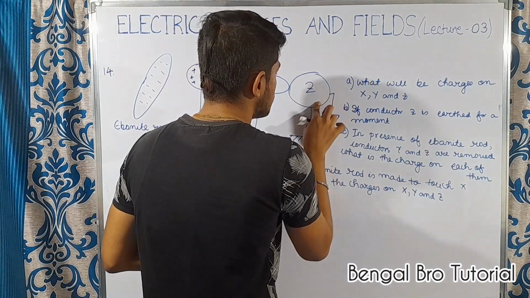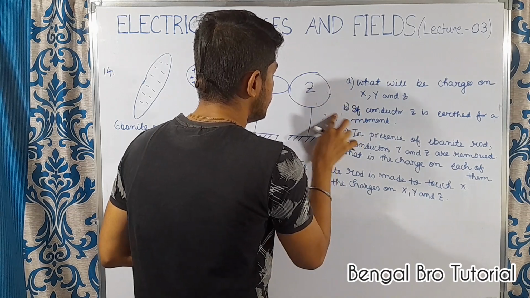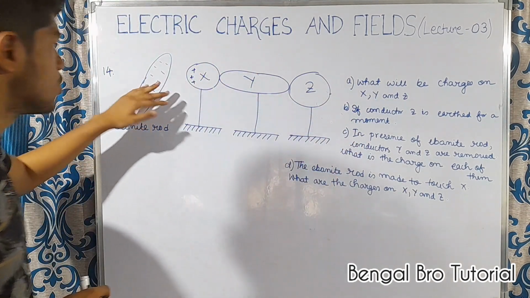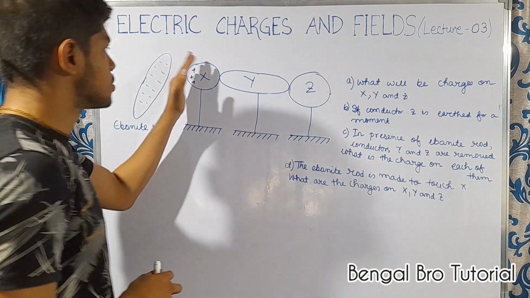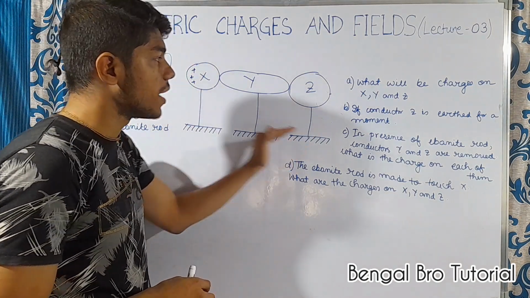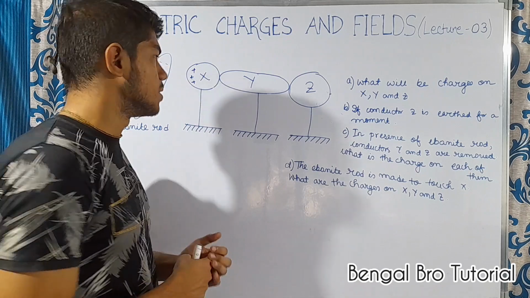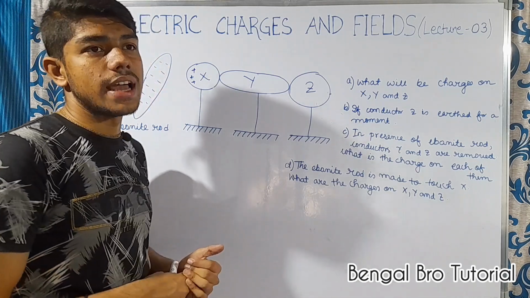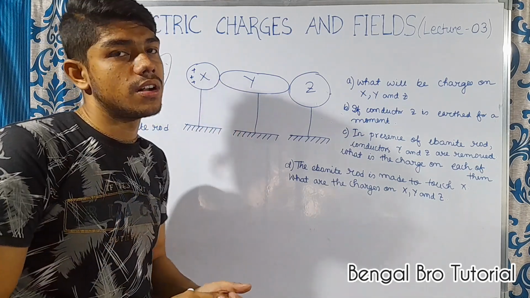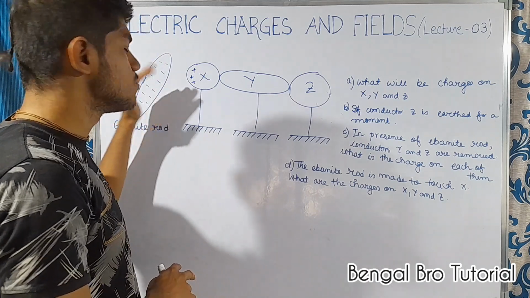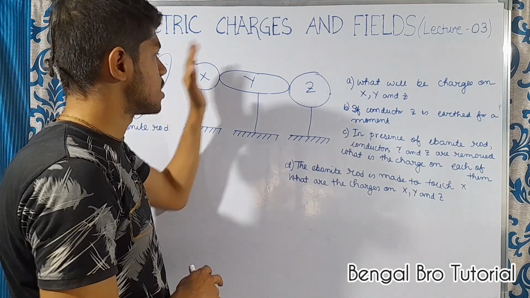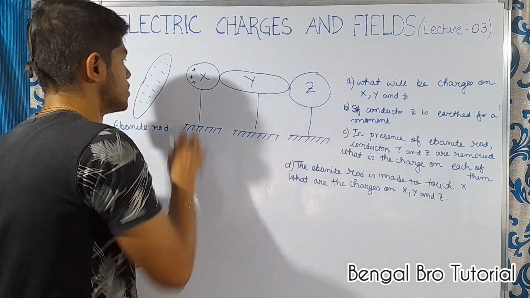Okay, so what will happen after that? When the ebonite rod is removed, this positive charge will spread evenly over all three bodies, because we know that positive charge distributes itself over the conductor. That's why after the removal of the ebonite rod, the positive charge will spread evenly over the three bodies.